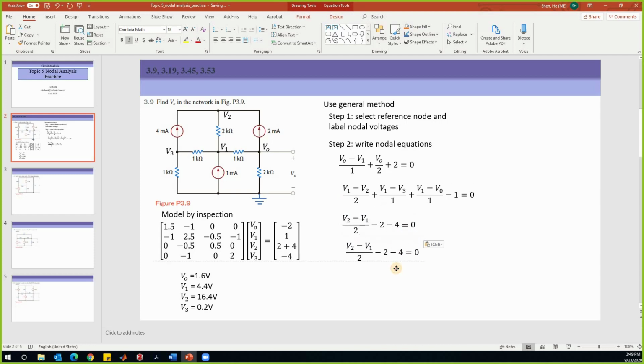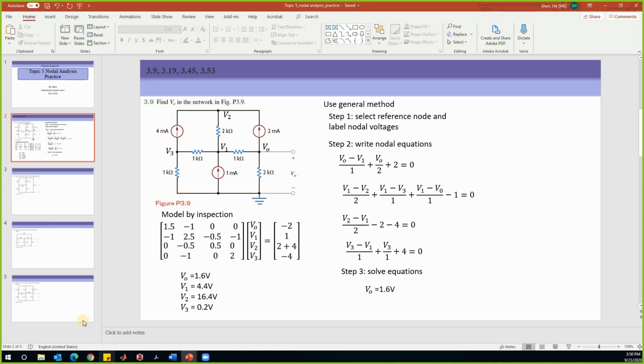The last equation is about node V3. The current leaving this node from this branch is (V3 minus V1) divided by 1. The current leaving in this branch is V3 divided by 1. The current leaving this node from that branch is 4. That is equal to 0. So this is how we get the 4 equations. After you get all these 4 equations, step 3, you can solve them. If we do everything right, we should be able to find the same answer for VO.